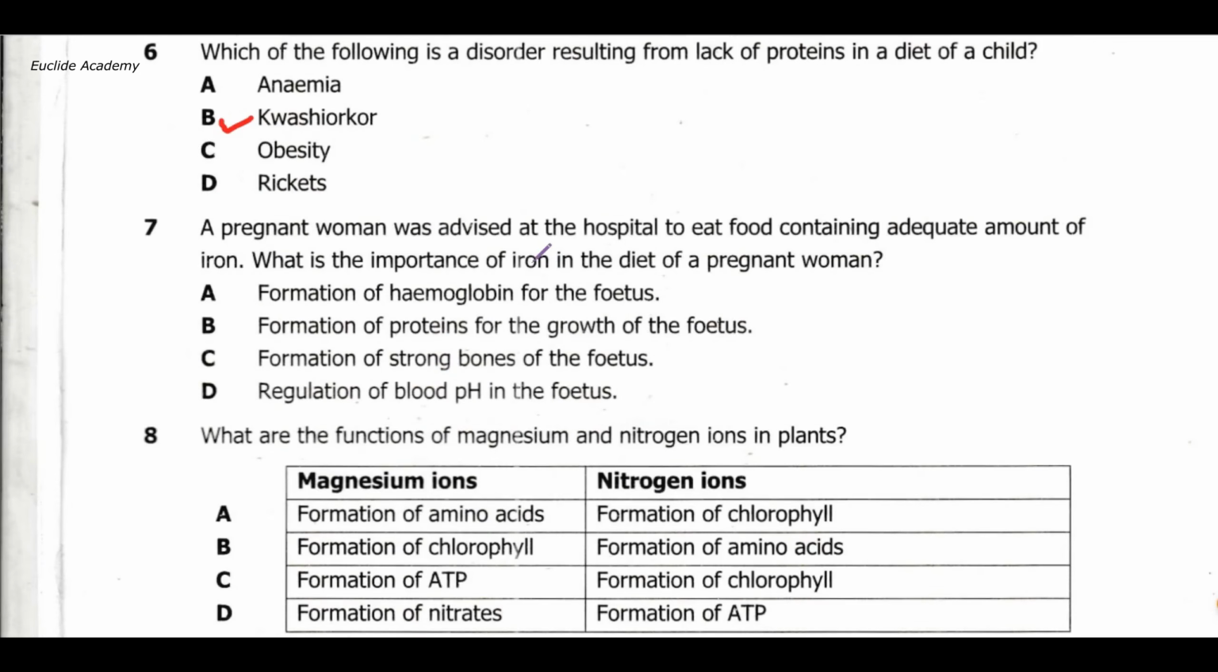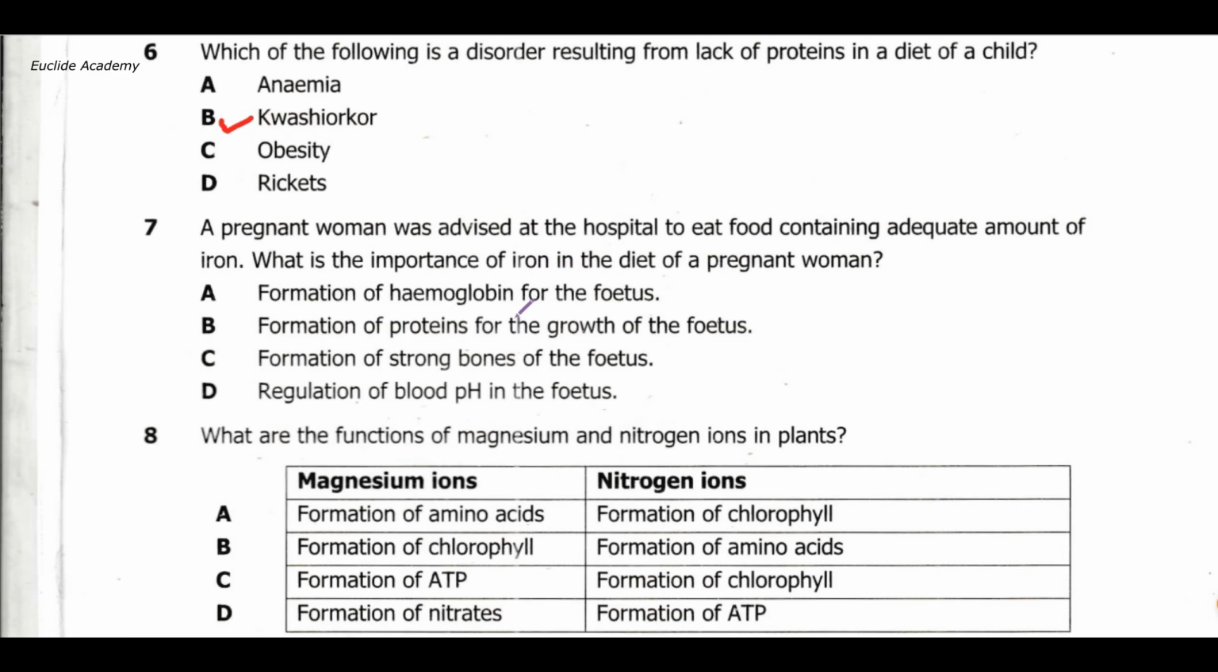Number 7. A pregnant woman was advised at the hospital to eat food containing adequate amount of iron. What is the importance of iron in the diet of a pregnant woman? So iron helps in the process of transporting oxygen around the body, and that process is done by blood, and the component of blood which plays a very important role in carrying oxygen around the body is the hemoglobin.